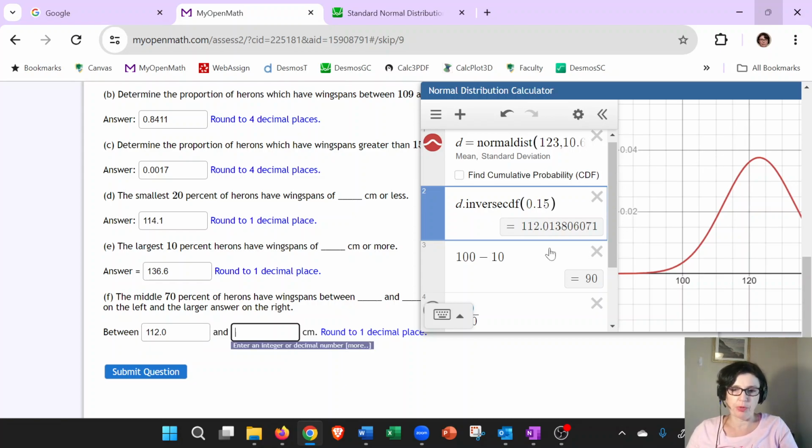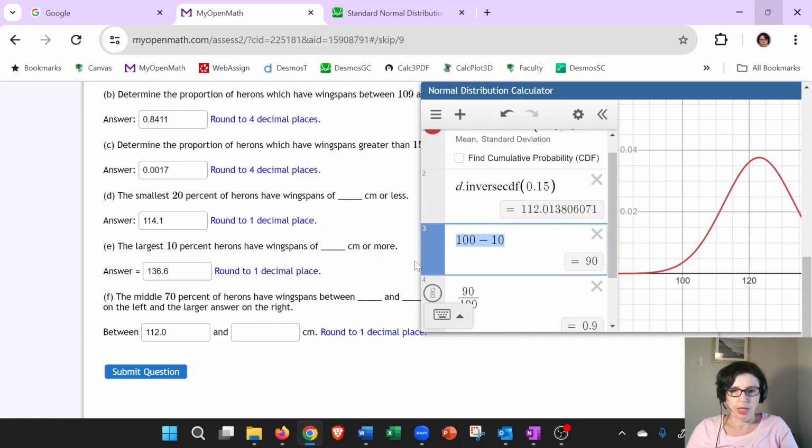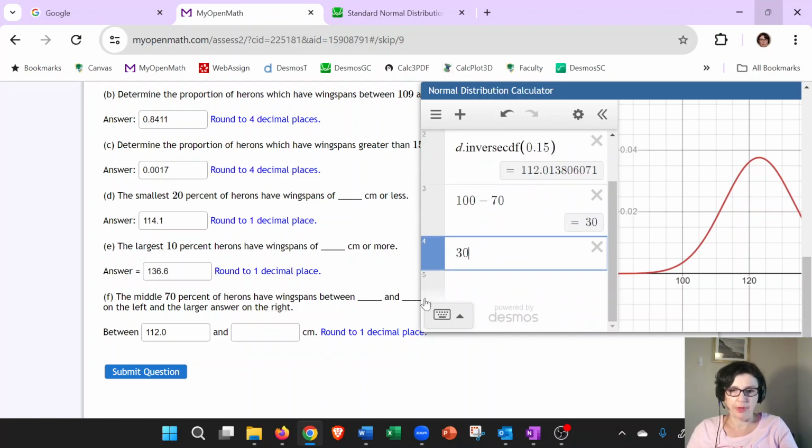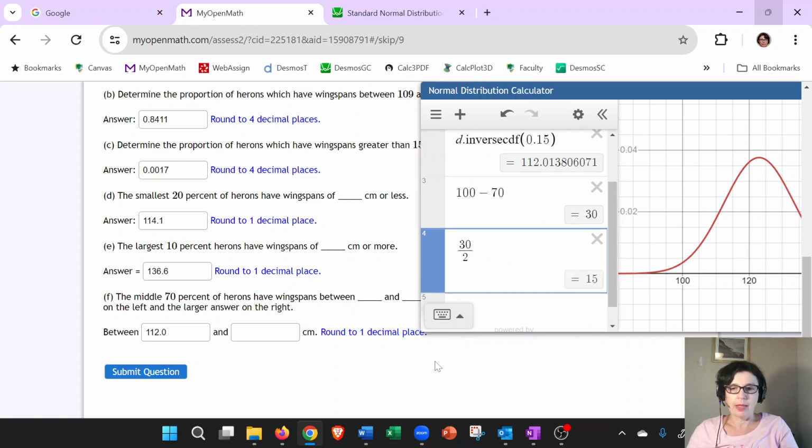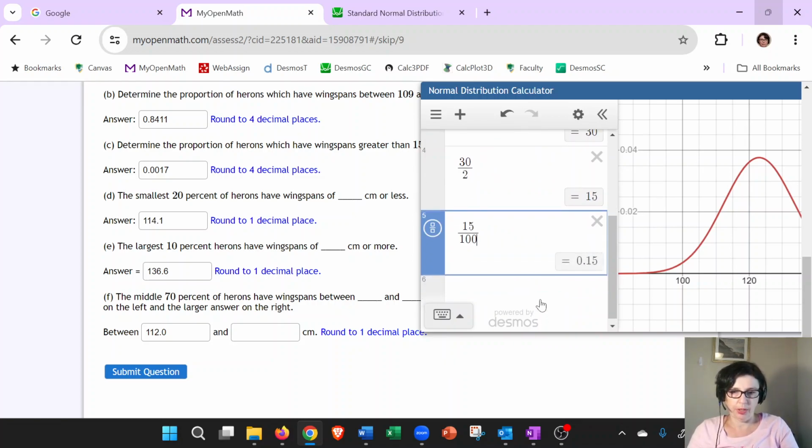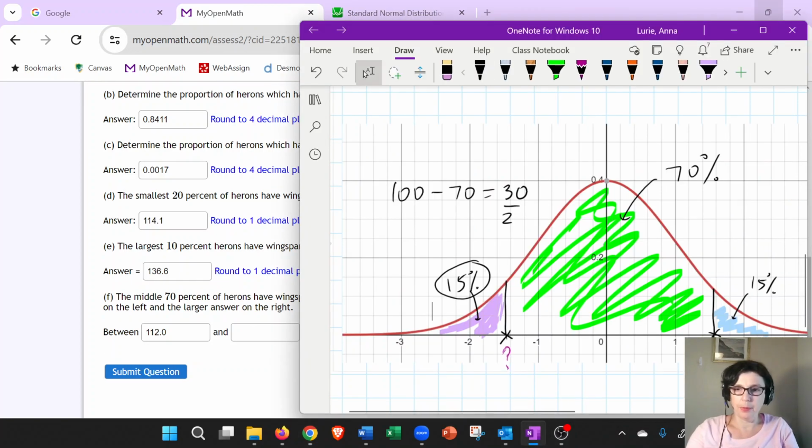Now I have to figure out the right bound. Again, what did I do? I took 100, I subtracted 70, whatever I got, I divided that by 2, and then I divided it by 100 to convert to percent. So now it's going to be 0.15. Finally, I want the other number. So the other number that I don't know is going to be over here. So I'm asking, what will be the area to the right? No, sorry, to the left of this number.